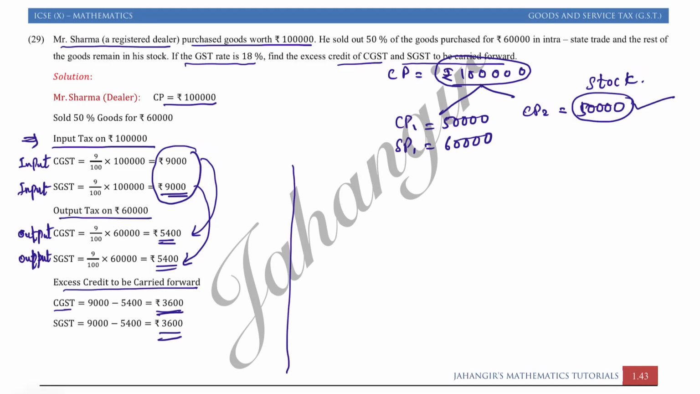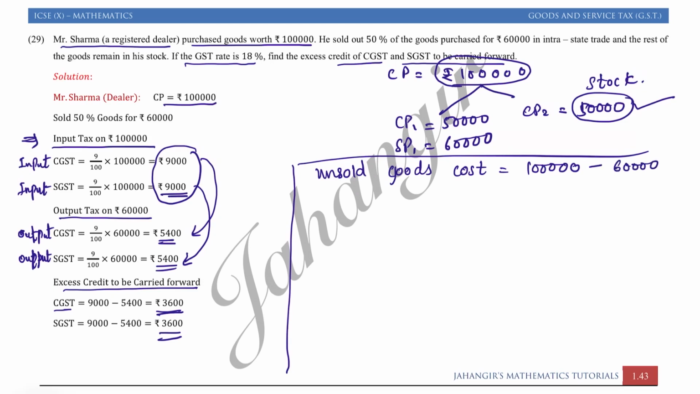And second way to do is, what we will do, unsold goods. Out of 1,00,000 ka he had sold 60,000. So cost of unsold goods is rupees 1 lakh. 1 lakh ka he had bought it, and 60,000 ka goods he sold. So that is remaining his 40,000. 40,000 ka goods left. So excess credit, whichever is left, that will be on 40,000.